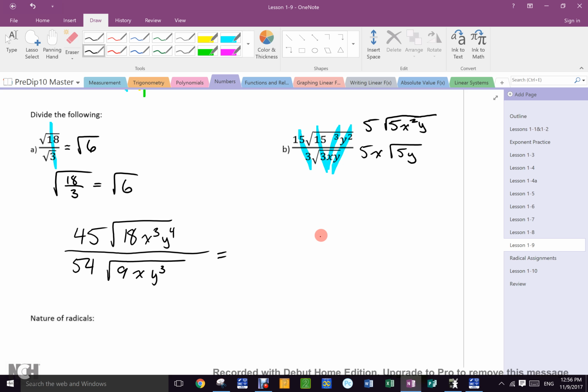Because after this, we're going to stop and we're going to mark the cumulative's multiple choice. 5 root 2 x squared y.